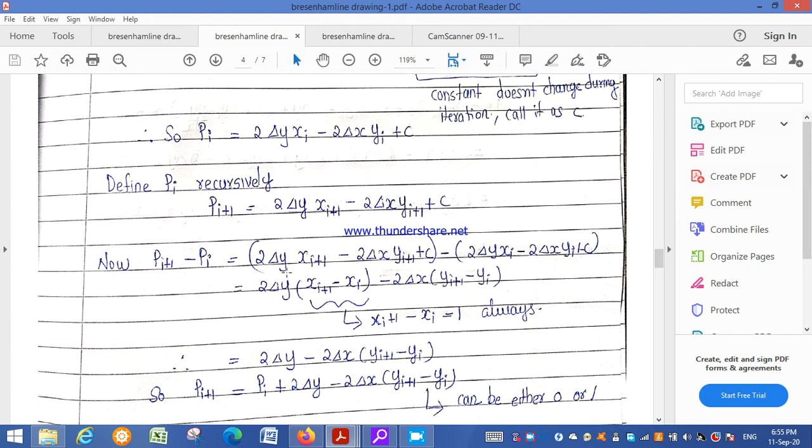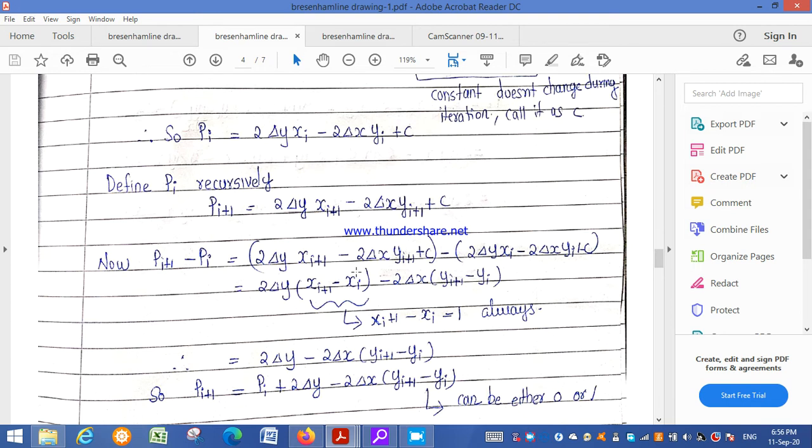Here 2 delta y is taken outside and we can write it as xi plus 1 minus xi. We know that the successive difference from xi to xi plus 1 is only one. Okay, we already mentioned that for the next pixel we are incrementing the xi location by one. So the successive difference, xi plus 1 minus xi, is always 1.